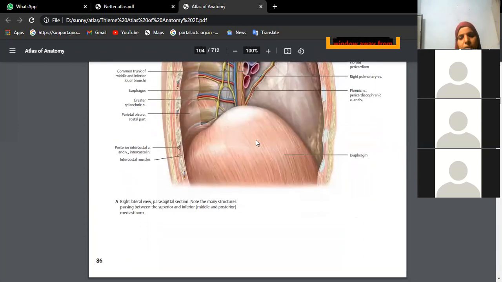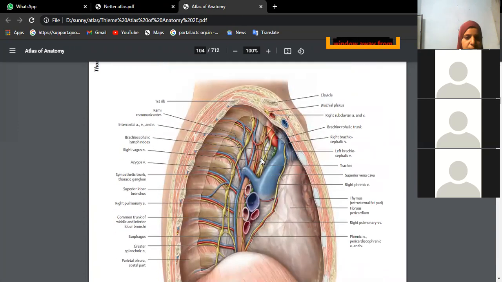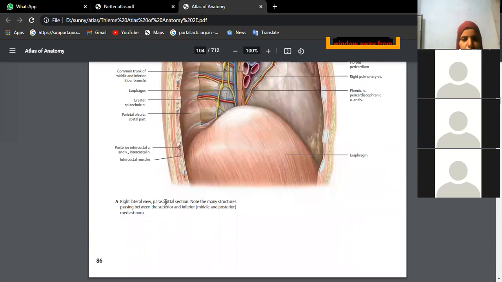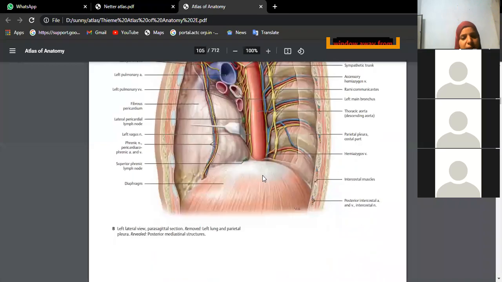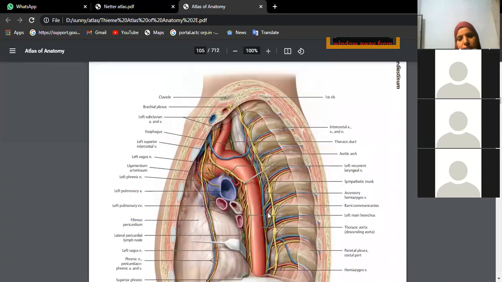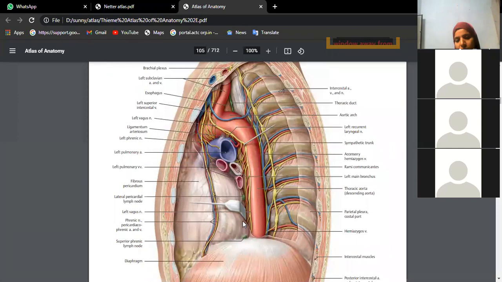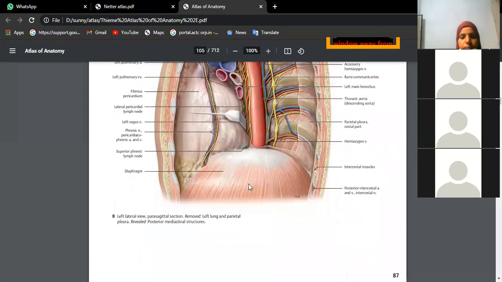This is diaphragm. This is sagittal section, side view, right lateral view, parasagittal section. One is from the right side and the other is from the left side. This view is taken from the left side. On the left side we have descending thoracic aorta. Now all these only will form impressions on the left lung: descending thoracic aorta, left atrium, left ventricle, left phrenic, left vagus, like that.